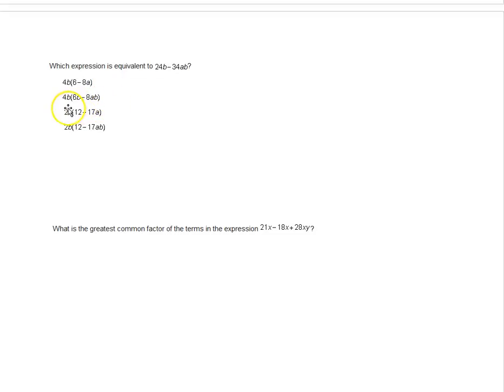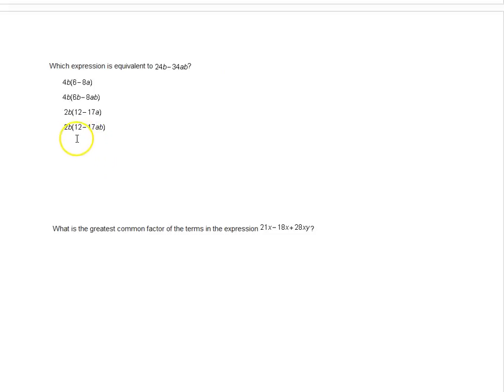Let's try this one. Again, we multiply 4b times 6b, we get 24, but now we have b times b, which is b to the second power. That's clearly not going to work here. For this expression, we take 2b times 12. 2 times 12 is 24 with the b at the end. We can multiply the 2 times 17 and get 34. The a times b is ab, so this gives us 24b minus 34ab. That matches. That is an equivalent expression.